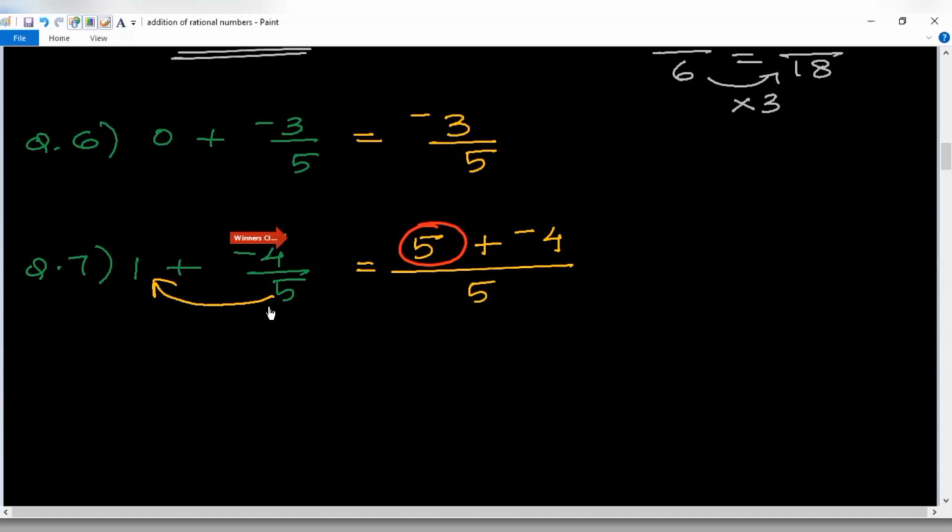We won't change this denominator part. We are just cross multiplying. 5 into 1, 5 plus minus 4, all divided by 5. Okay. Next, we have to add the numerator part, right? Here we have 5 and minus 4 to add. See, a positive and a negative number are getting added. The bigger one is positive, so the answer is also positive. Next, we have to subtract 5 minus 4, that is 1. 1 by 5 is the answer.